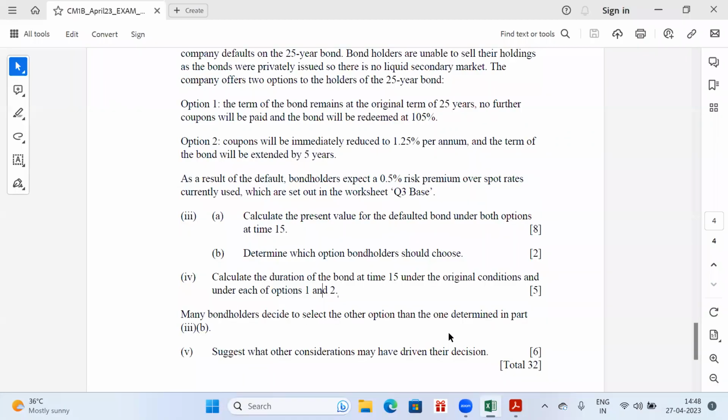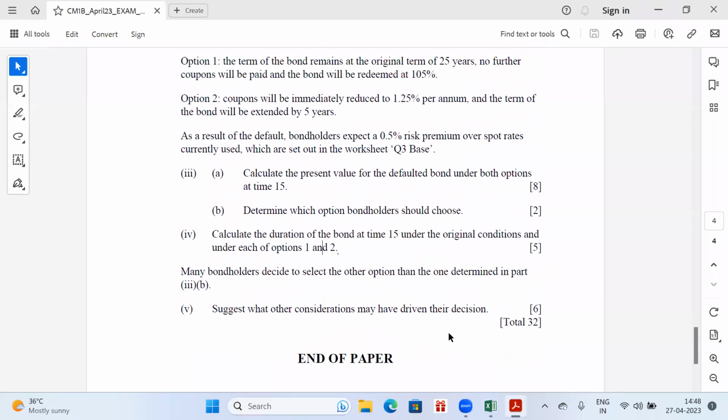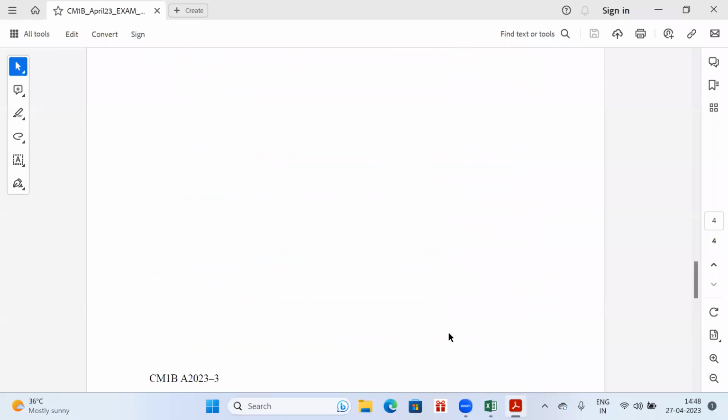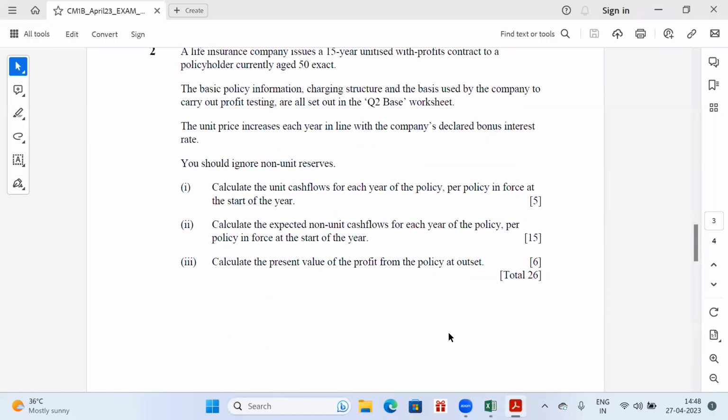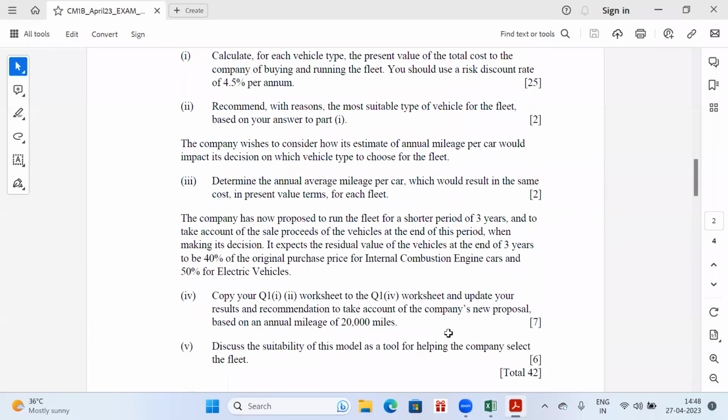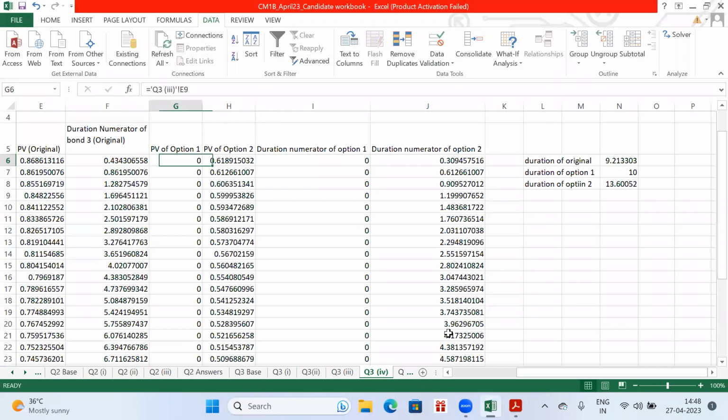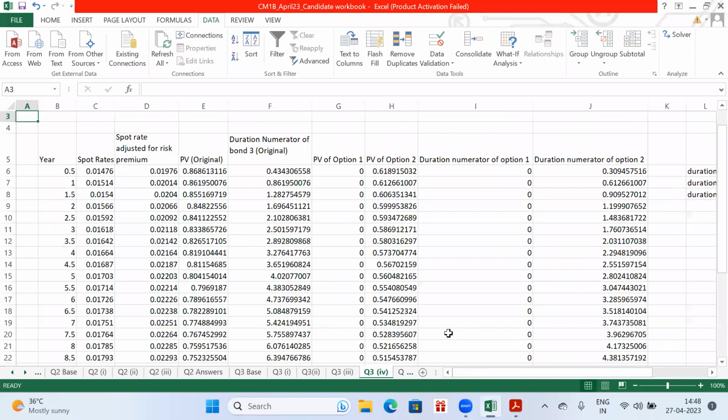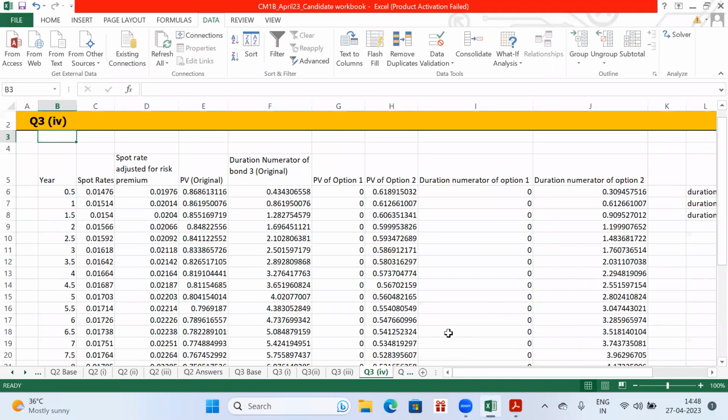So this was a very easy, direct paper. There were no tricky parts in the paper this time for CM1 B. People might have taken time and found it lengthy, but it wasn't if you know the concepts really well.